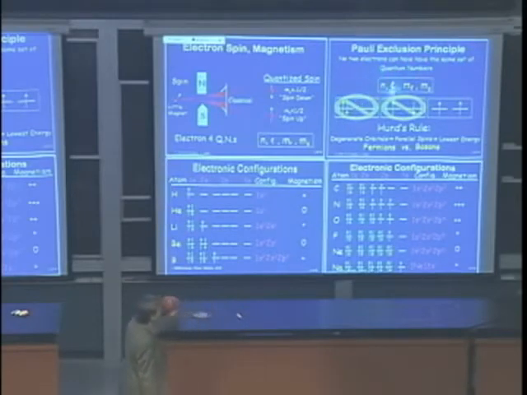What I said, n and L was the same for 1s, but m sub s, the spin quantum number, was plus 1/2 and minus 1/2. Okay? So with this, we know that each orbital can have a maximum of 2 electrons. Not each level, each orbital in a certain level.